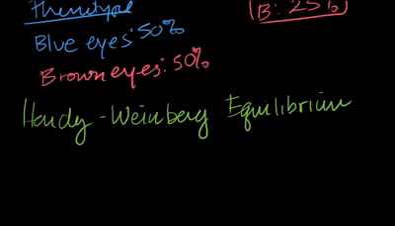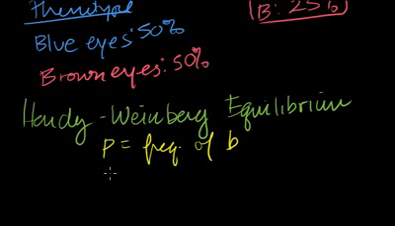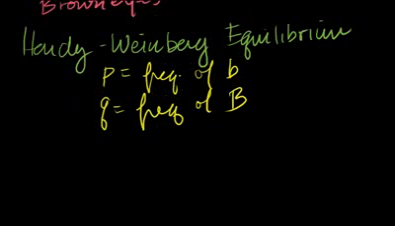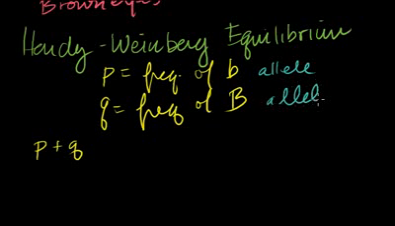So for example, if P is the frequency of blue eyes, and Q is the frequency of brown eyes, what's P plus Q going to be? Well, everything is either going to have blue eyes or brown eyes. Remember, this is the allele. Let me make the B allele very clear. This isn't necessarily what you observe. This is the allele frequency.